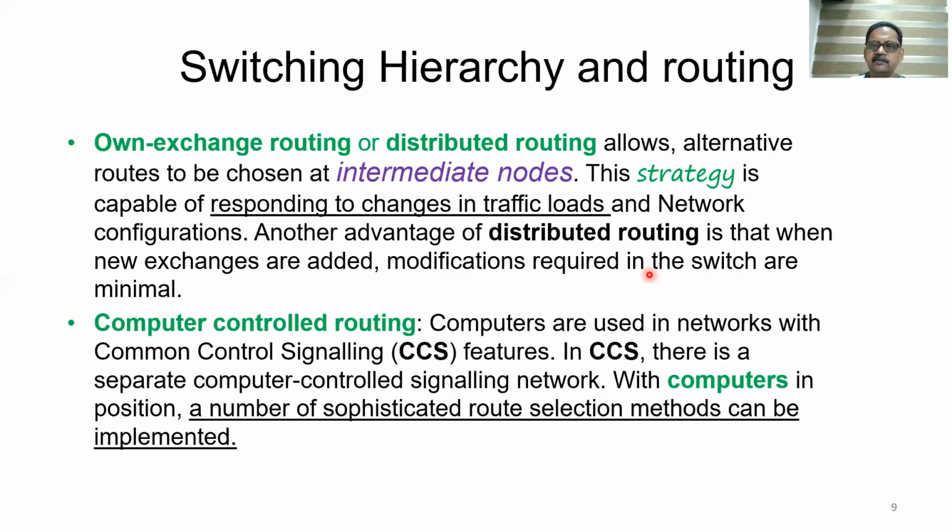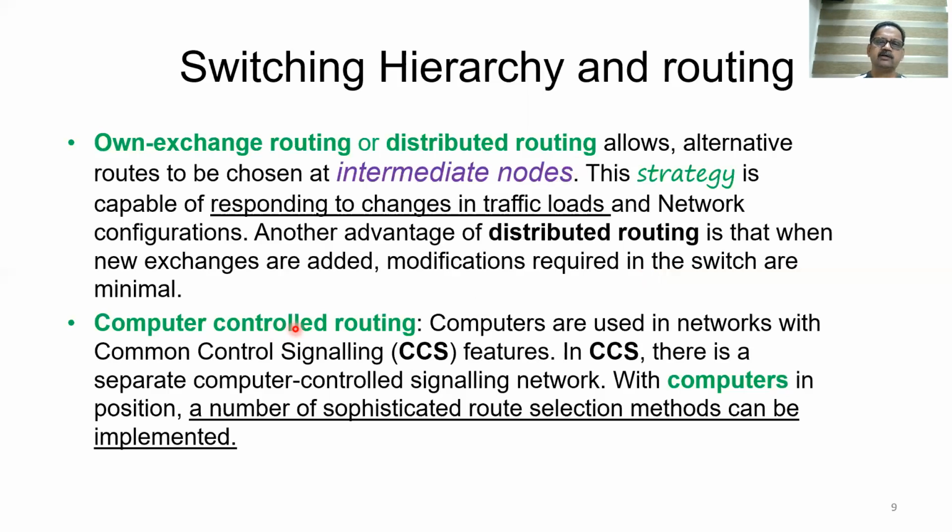So distributed routing helps in another way also. When a new exchange is added somewhere in between the source and destination, it calls for minimum modifications in the routing. If you make certain modifications in a few exchanges in and around the intermediate exchange, that is sufficient. You need not make modifications in all exchanges. Wherever the new exchange is coming, if you make certain routing changes in the adjacent exchanges, that is sufficient.